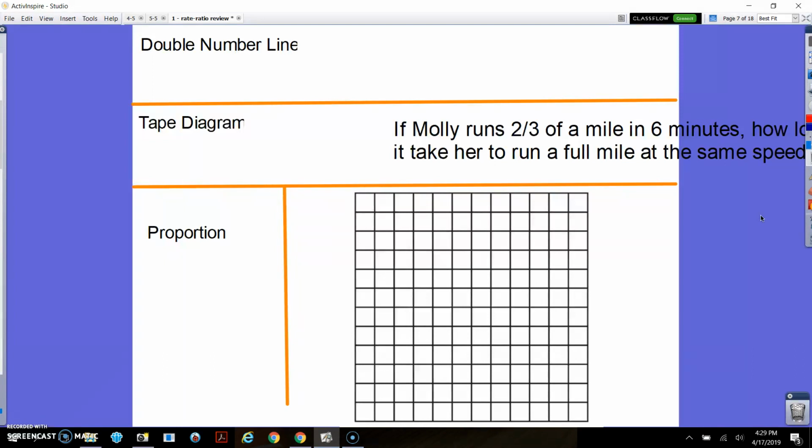All right. So this is going to be an okay one for a double number line. Let's write down what we got. So we got miles, and we got minutes, and I need a number line for each.